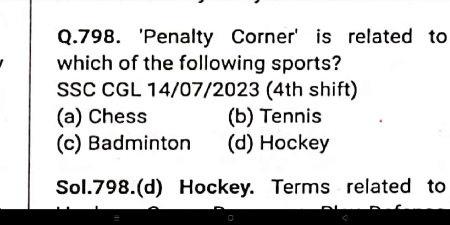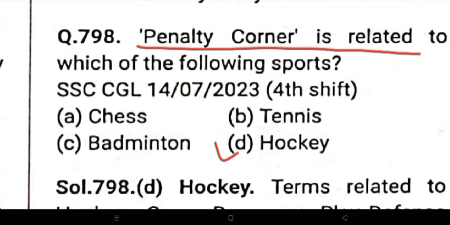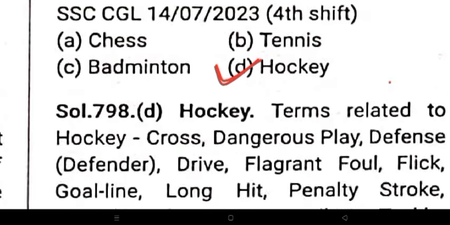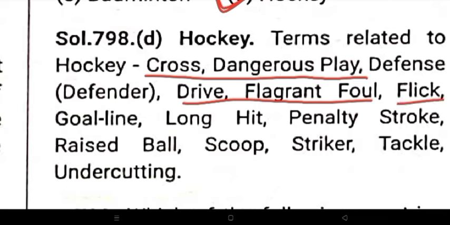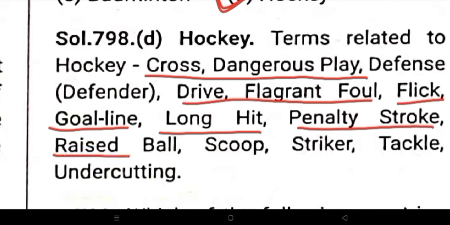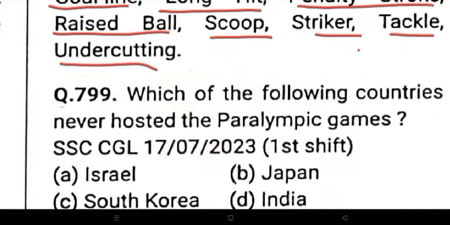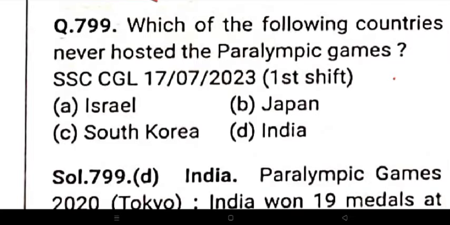Next, penalty corner is related to which sport? It is hockey. Hockey related terms: cross, dangerous play, defense, drive, flagrant foul, flick, goal line, long hit, penalty stroke, rest ball, scoop, striker, tackle, undercutting.